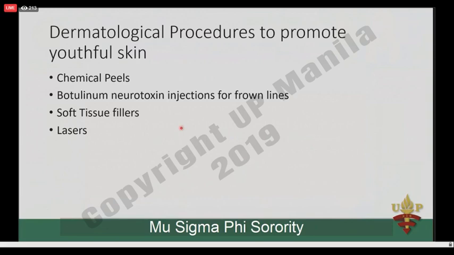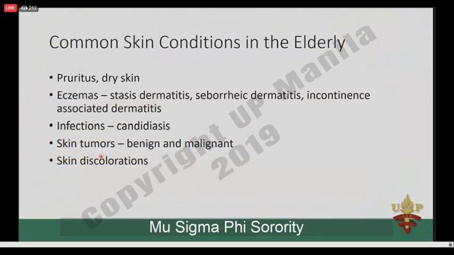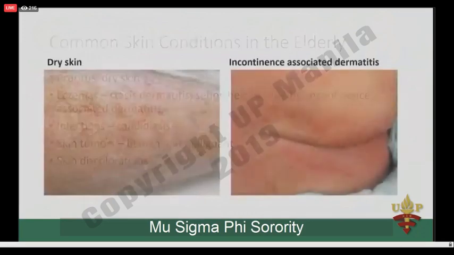Other procedures that can be used to promote youthful skin would be chemical peels, botulinum toxin, fillers, and lasers. Now, that aside, what are the common skin disorders that we can find in the elderly? The most common, of course, would be itching because of dry skin. Certain kinds of eczema are also usually found in the elderly, like stasis dermatitis, seborrheic dermatitis, and incontinence-associated dermatitis. Infections are usually candidiasis, especially for patients who have superimposed diabetes mellitus. You also have the appearance of skin tumors, which may be benign or malignant, and some skin discolorations.